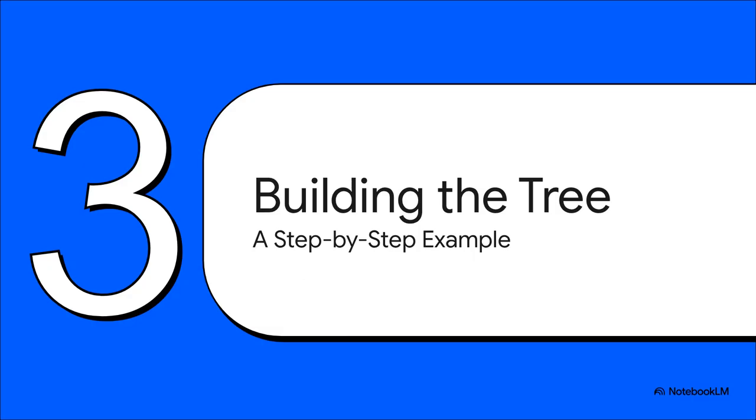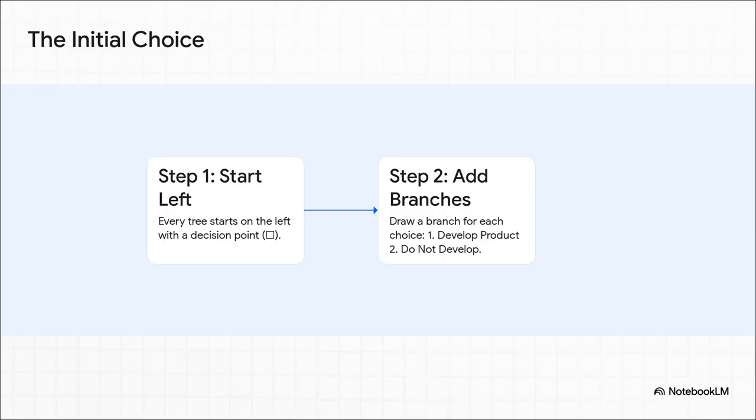All right, enough with the theory. The best way to get this is to just build one. So let's walk through that new product launch example step by step. Every decision tree kicks off on the left with a choice that you control. So here's our first square. Do we develop the new product or do we not develop it? This creates the first two big branches on our map.